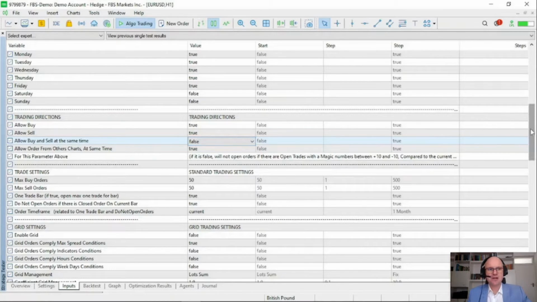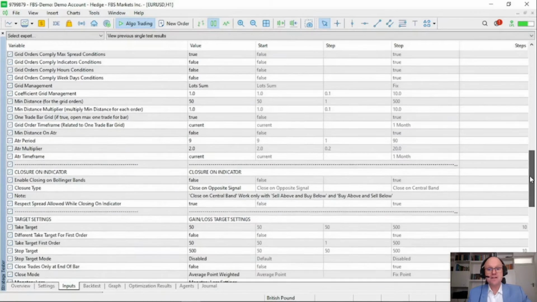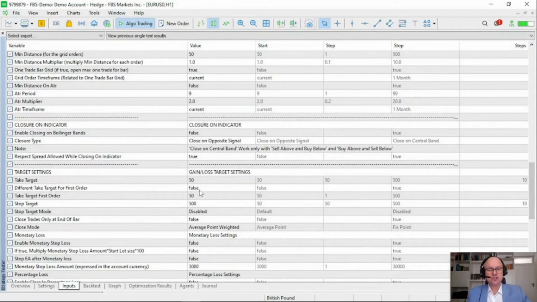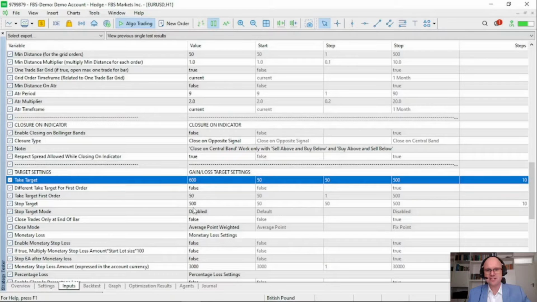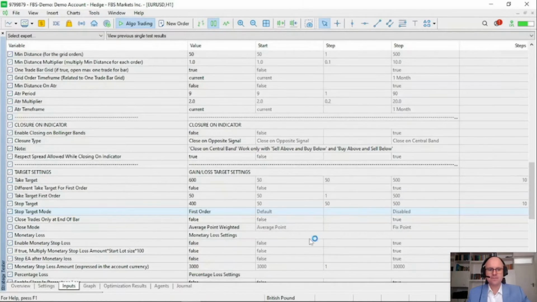On top of this, we now need to set a stop loss and take profit. For this, I'm going to change to a 1 to 1.5 risk to reward, updating the take target to 600 points or 60 pips, and I'm going to change the stop target to 400 points or 40 pips, and select the stop target mode for the first order.